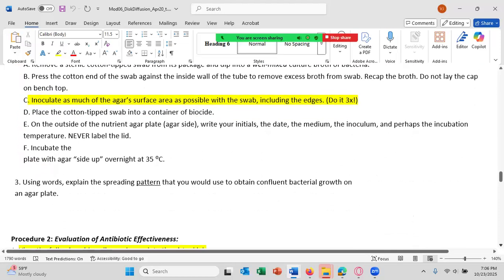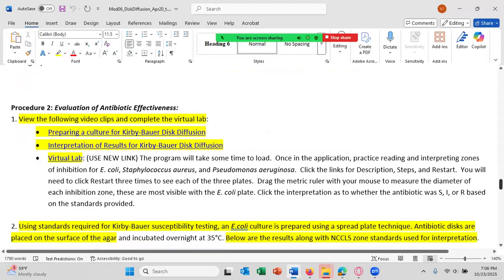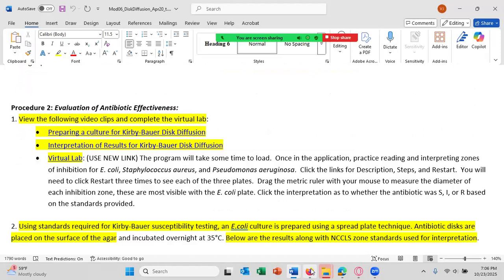And you put the cotton swab in the container containing biocide. Anyways, that's how you set up the plates. And then let's go to the worksheet now.